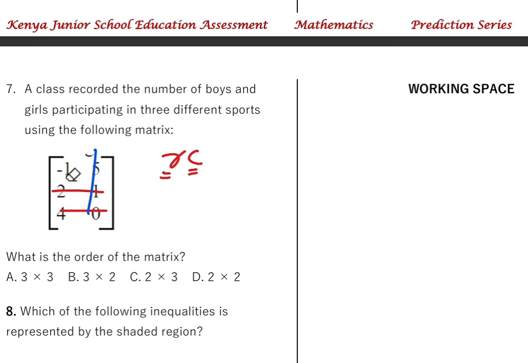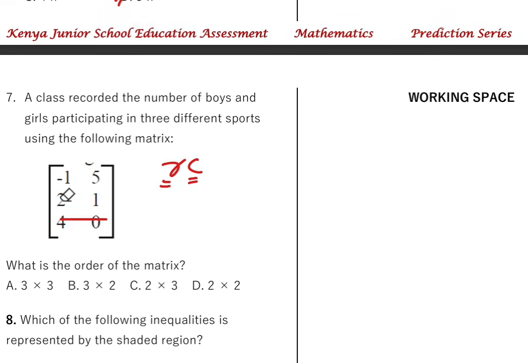So how many rows do we have? To get the order, we count how many rows. So I can see we have 1, 2. So we have 2 rows by, this means by. Then count how many columns.